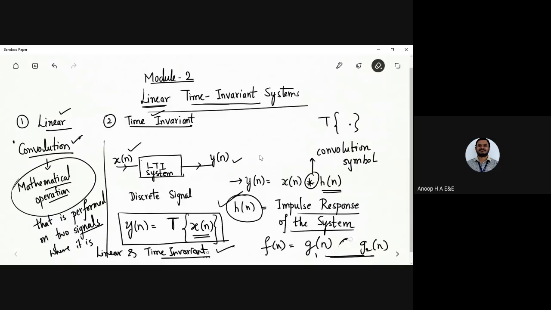There is no need to put a circle here, because that refers to circular convolution. Circular convolution is with respect to digital signal processing, which we will talk about in the next semester. So once again, convolution is a mathematical operation performed on two signals that is linear as well as time invariant.